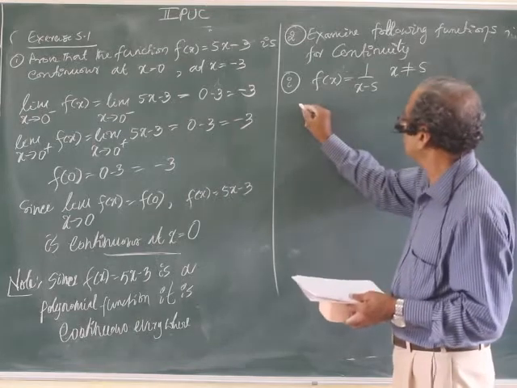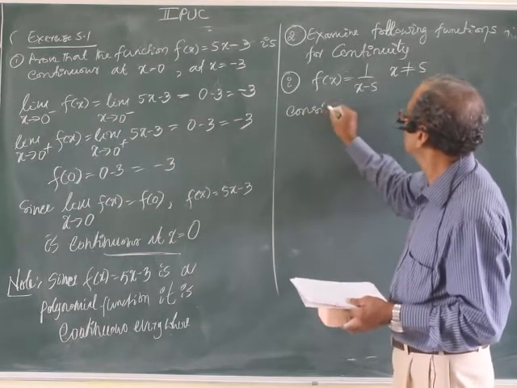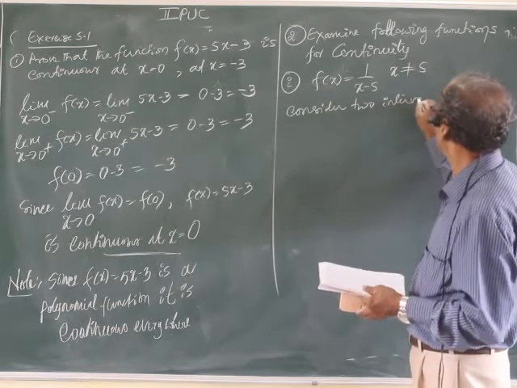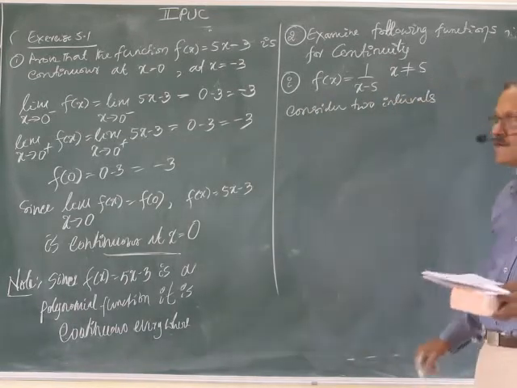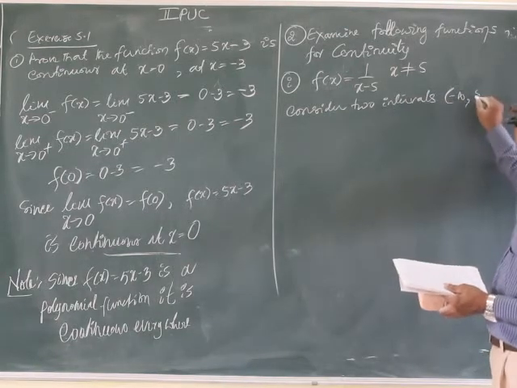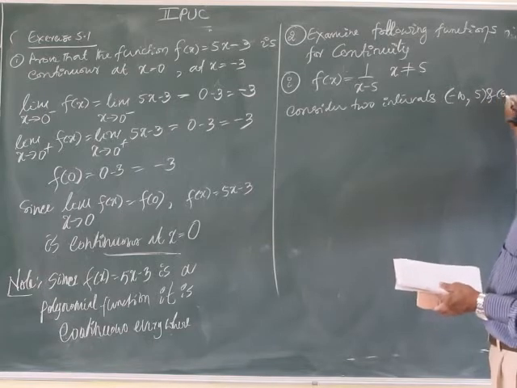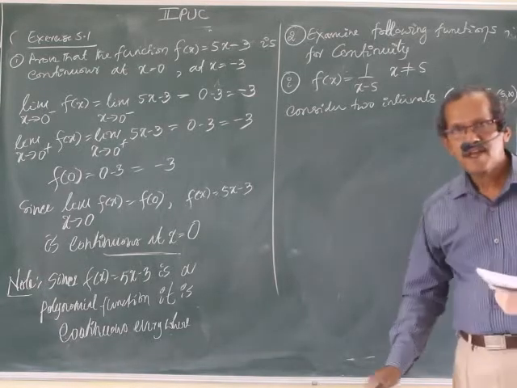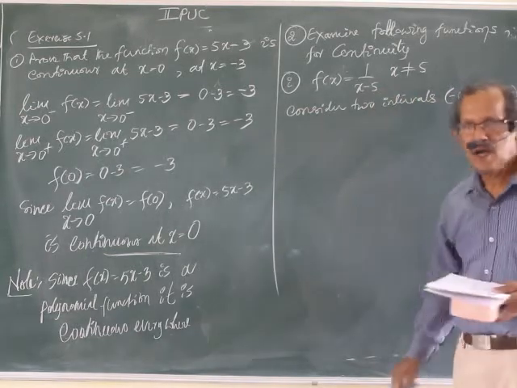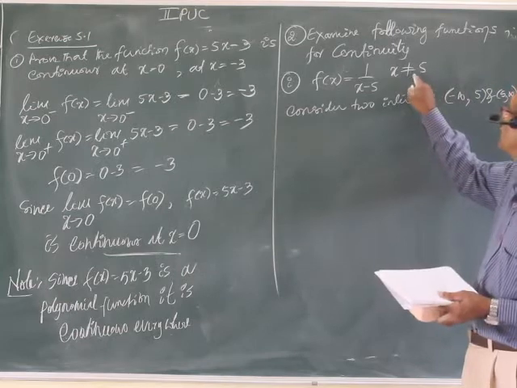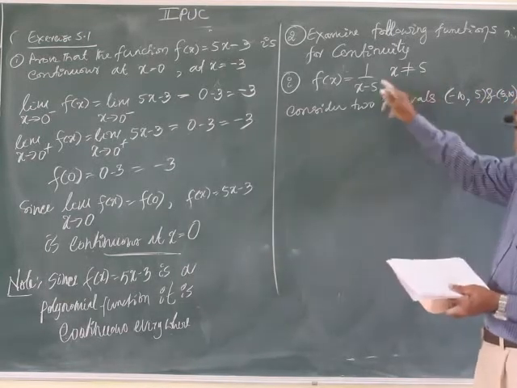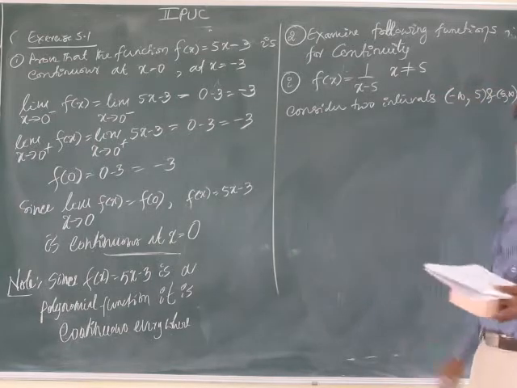Now, the method is to consider two intervals. Which are the intervals? First one is minus infinity up to 5, and from 5 to infinity. The entire real number set is divided into two subsets. First one minus infinity up to 5, another one from 5 to infinity. First let me verify whether it is continuous in this interval.